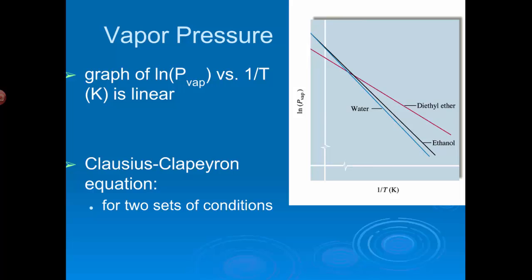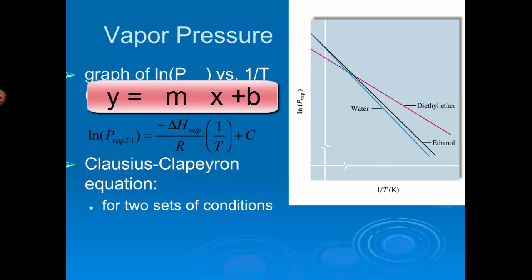And we can represent that if you realize that y now is the natural log of the vapor pressure, and x is 1 over T. We can represent that with this equation. Natural log of vapor pressure is equal to negative delta H vaporization over R times 1 over T plus C. So y equals mx plus b. C is the point at which it crosses the y-axis, not really important right now.